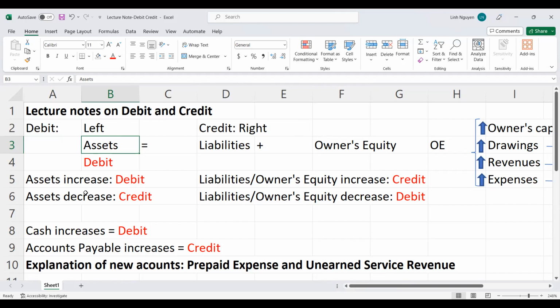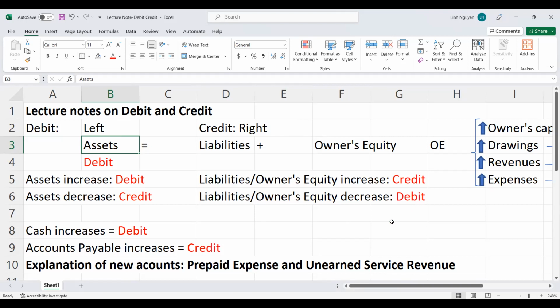Okay. So when assets increase, we debit. When assets decrease, we credit. When liability and owner's equity increase, we credit. When liability and owner's equity decrease, we debit.